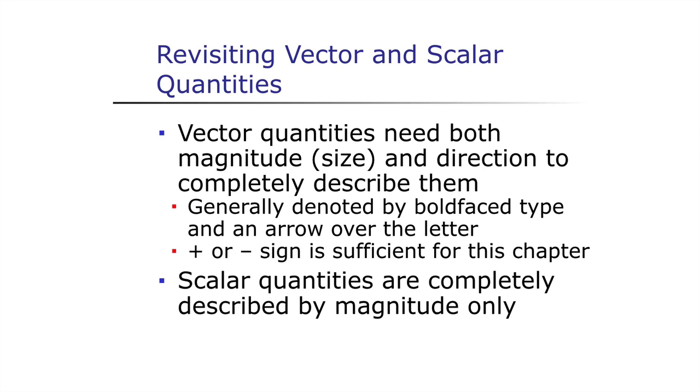So now in this chapter, I would like to revise vector and scalar quantities. Vector quantities are quantities that are expressed both in magnitude and direction. That means direction is important in a vector quantity, whereas in a scalar quantity, you can completely describe the object's motion in terms of magnitude only. So a good example of a vector quantity is displacement. Displacement is a vector quantity, whereas distance is a scalar quantity.